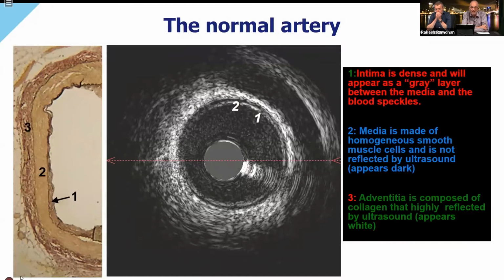Behind the adventitia, there is a lot of scattering and reflection, so the outside of the adventitia is falling away in the surroundings. So that's the normal artery, and I advise you to put that one on your spine, so that you recognize it, because that makes it easy to recognize the diseased one.